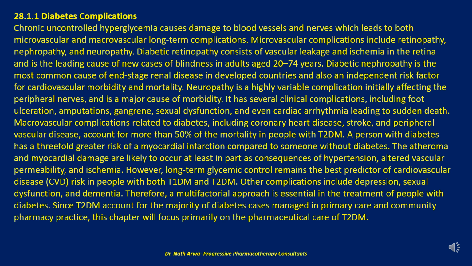The atheroma and myocardial damage are likely to occur, at least in part, as consequences of hypertension, altered vascular permeability, and ischemia. However, long-term glycemic control remains the best predictor of cardiovascular disease, abbreviated as CVD, risk in people with both type 1 diabetes mellitus and type 2 diabetes mellitus.